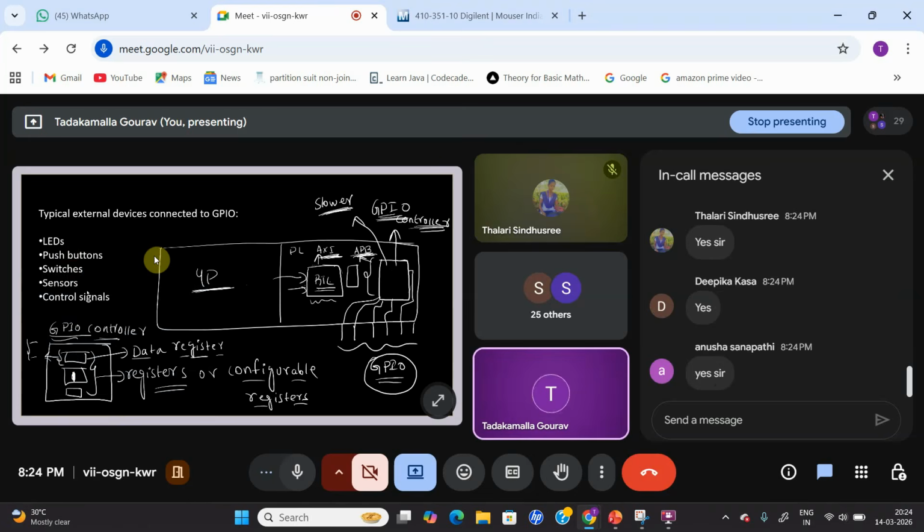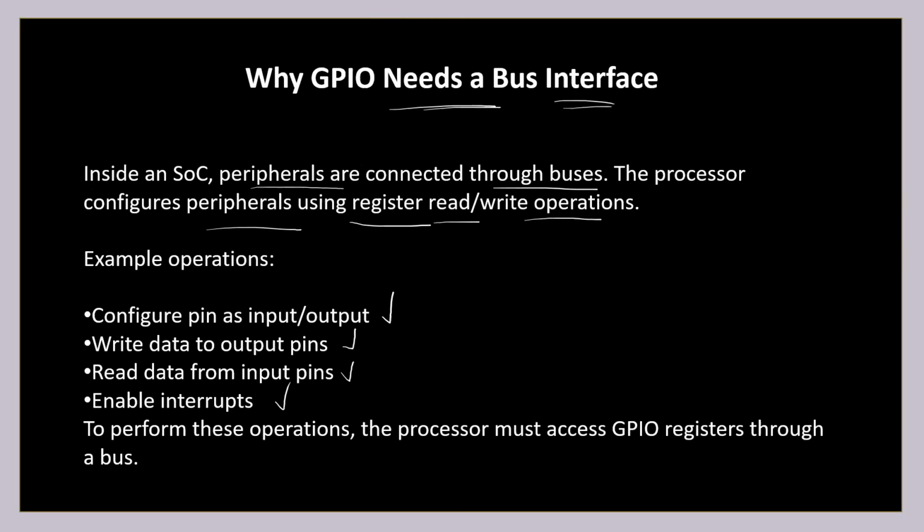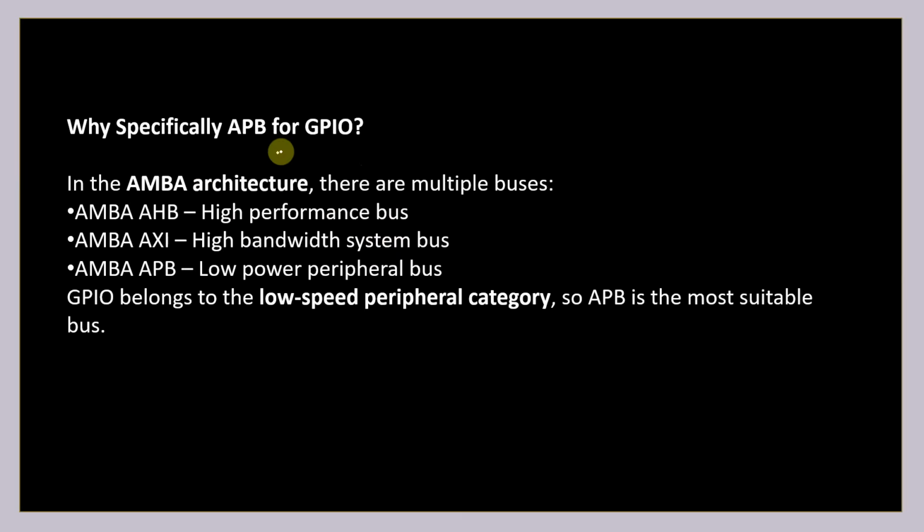That's great. Okay, so that is what is written over here. Inside an SoC, peripherals are connected through buses. The processor configures the peripherals using register read or write operations. So why specifically APB for GPIO? That is what we have discussed over here.